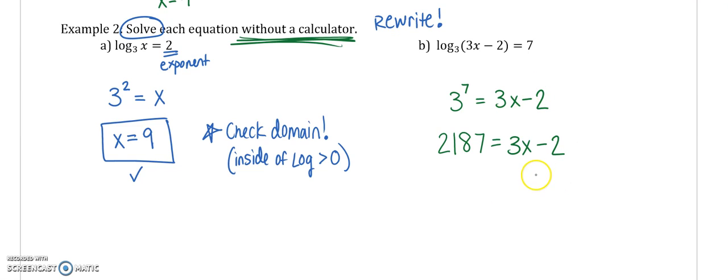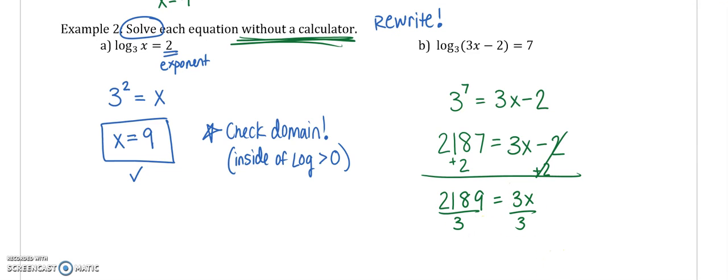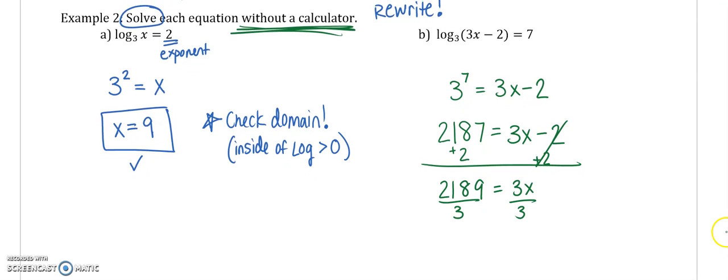Okay, and now here I'm just solving. So add 2, 2,189, and then divide by 3. Alright, do you remember how to tell if something's divisible by 3? All you have to do is add up the digits, and if the digits are divisible by 3, then the number's divisible by 3. So 2 plus 1, that's 3, and 8 is 11, and 9 is 20. That doesn't divide by 3, so I know I can't actually divide this, so I'll just leave my final answer as 2,189 divided by 3.